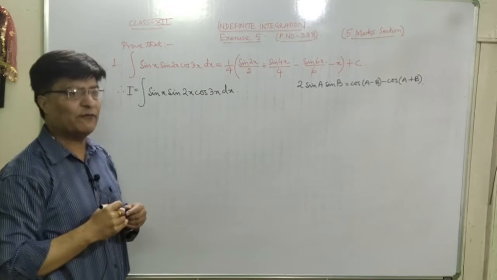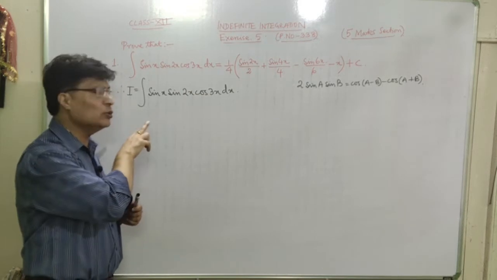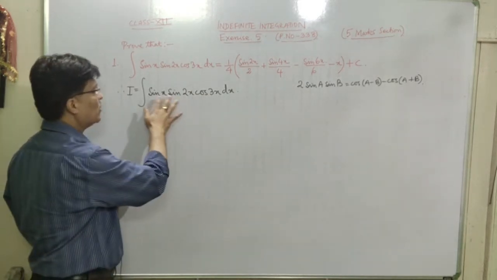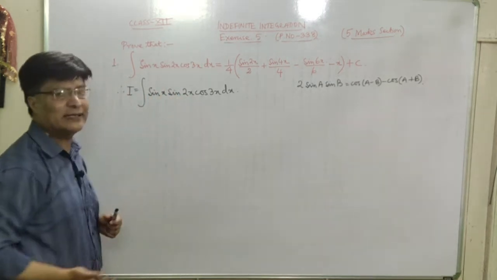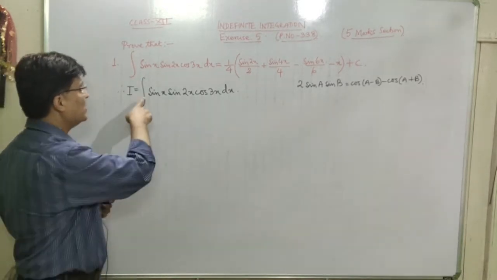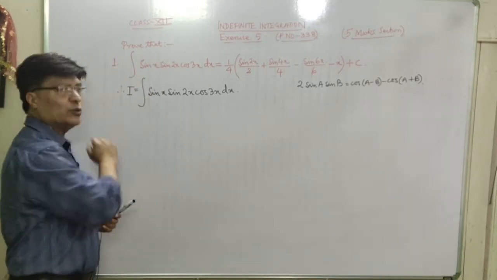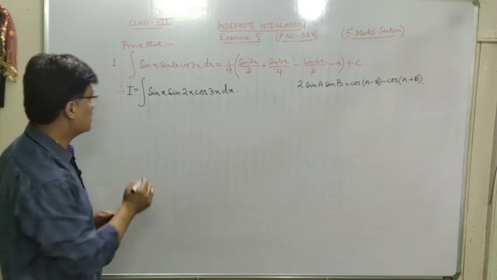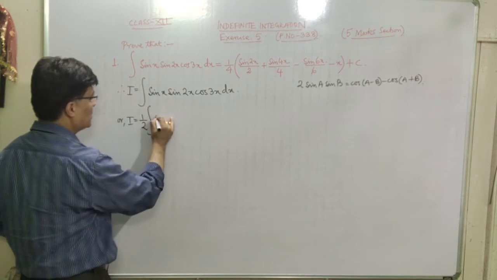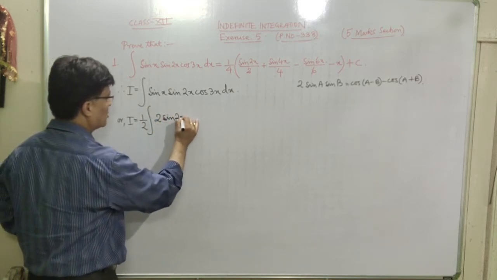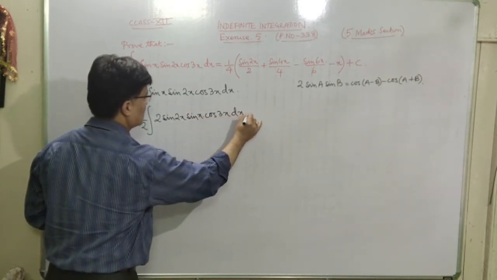So let us use this formula for the first 2 trigonometric functions, that is sin 2x and sin x. Let us write down sin 2x first, then sin x, because we have to take the greater angle as a and the smaller angle as b. But we need 2 here. In order to use the formula of 2 sin a sin b, we need 2 here. So you have to multiply and divide by 2. Let us write here half into 2, or I is equal to half integration of 2 sin 2x first, then sin x into cos 3x, and this is dx.